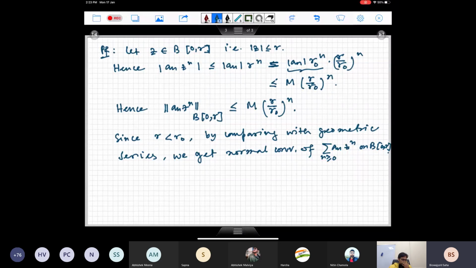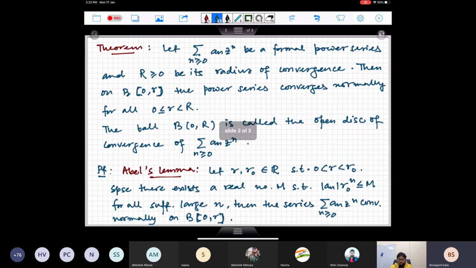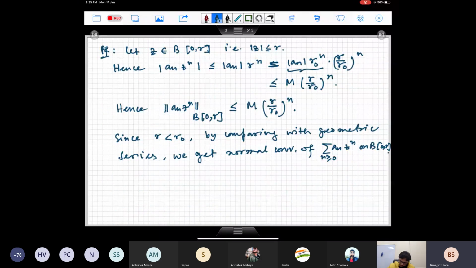Fine, so I have this one, and now I need to prove the actual theorem that I have stated about this normal convergence. Of course, I'm going to use Abel's lemma. Okay, so this is what I am going to prove. So let me see if I can do this. Proof of theorem.